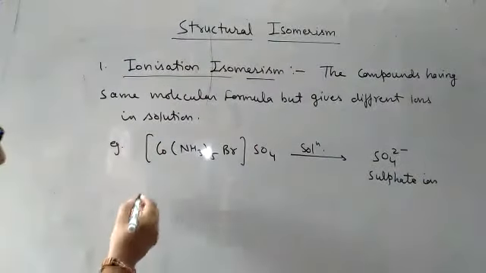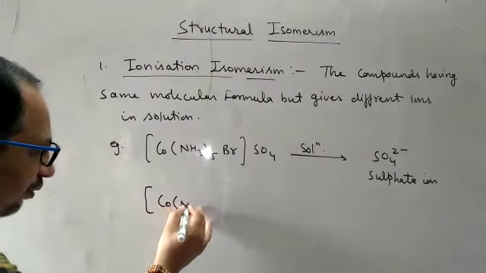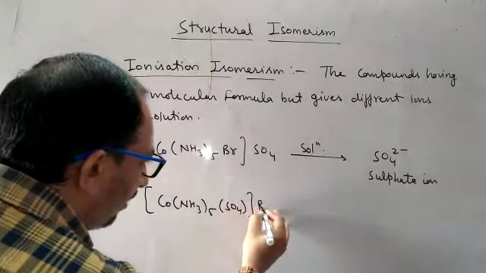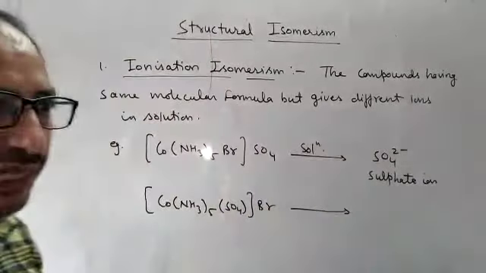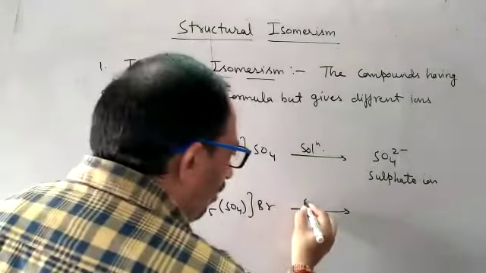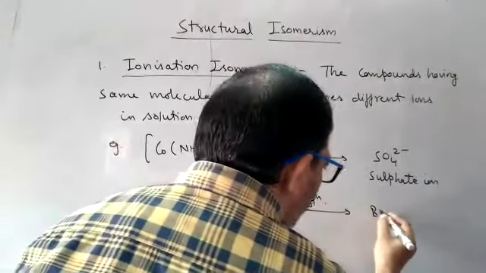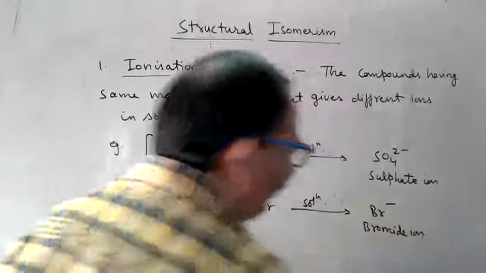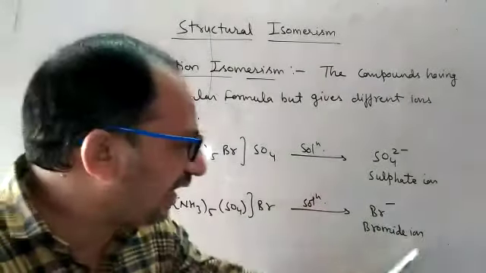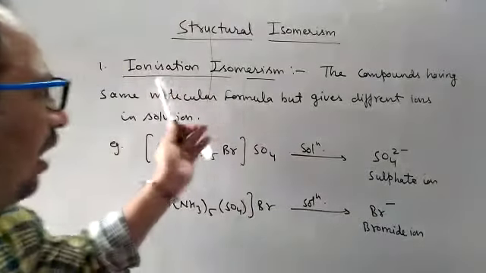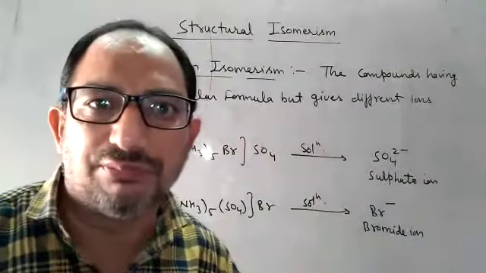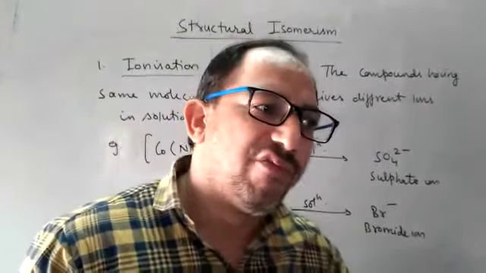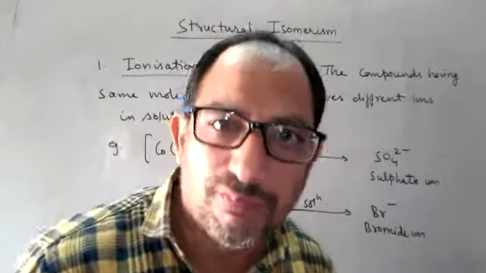But if I write this compound like this, [Co(NH3)5SO4]Br, now see, the molecular formula is the same, but what is released now in the solution is Br-, the bromide ion. So the formula is the same but it gives different ions in the solution, so it is called ionization isomerism. Coordination compounds which give different ions are called ionization isomers, and the phenomenon is called ionization isomerism.